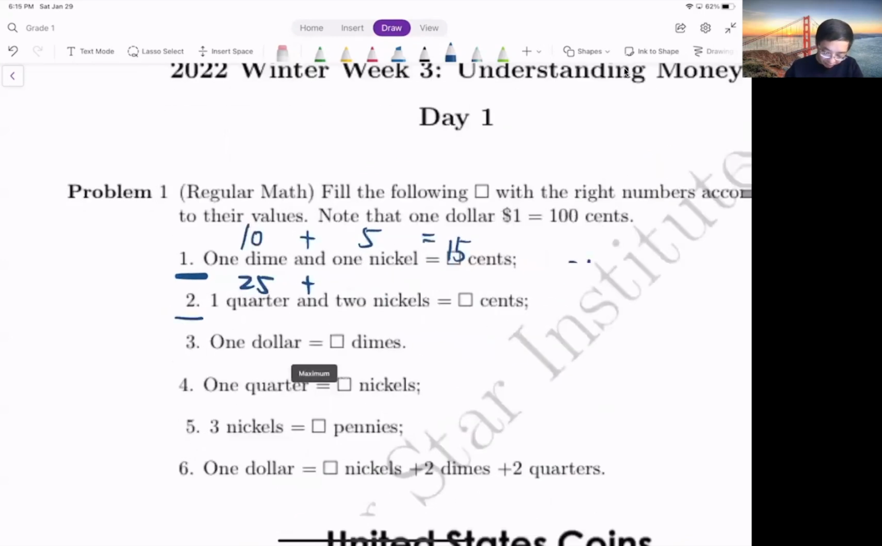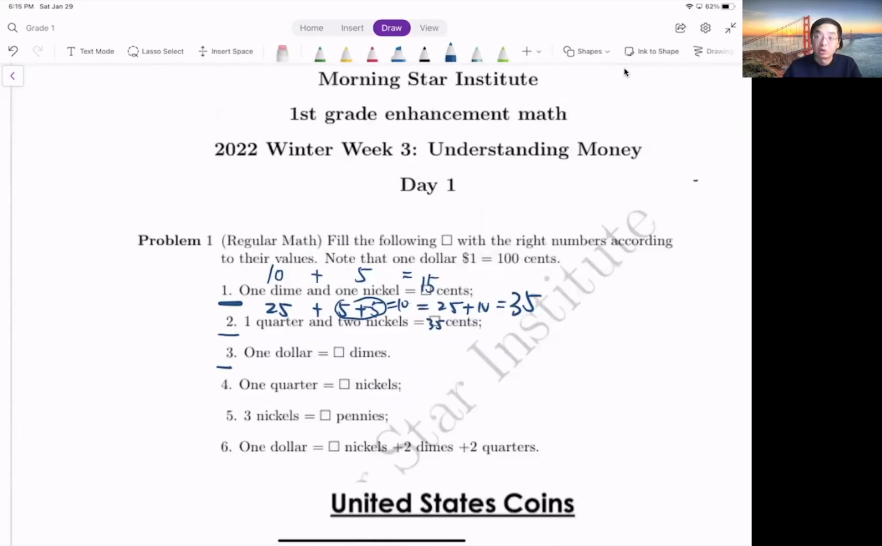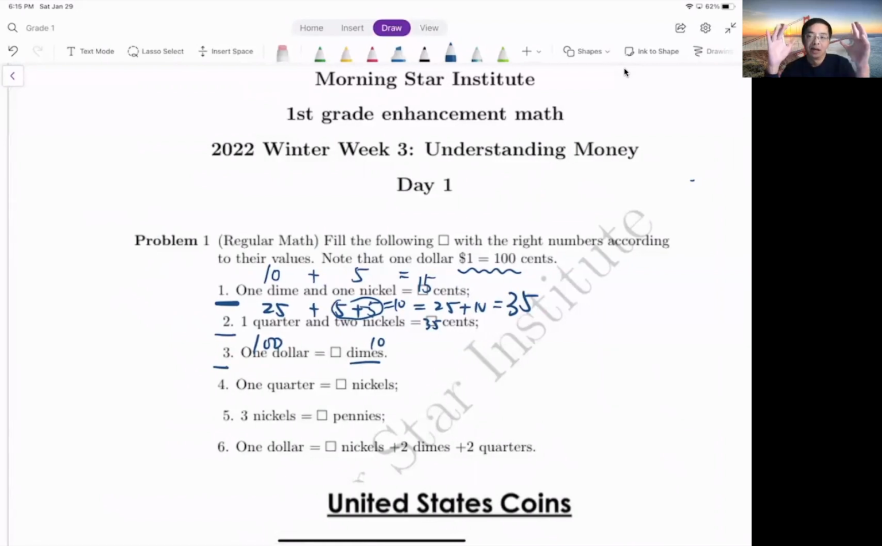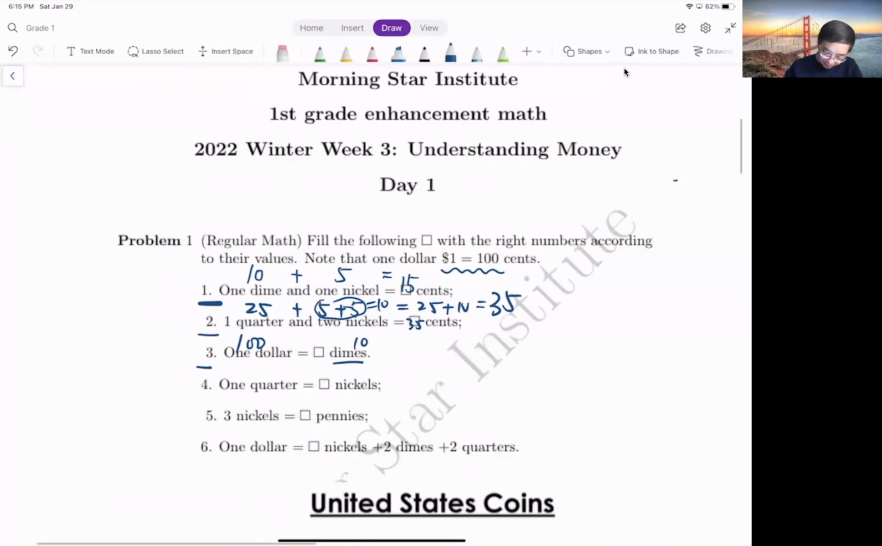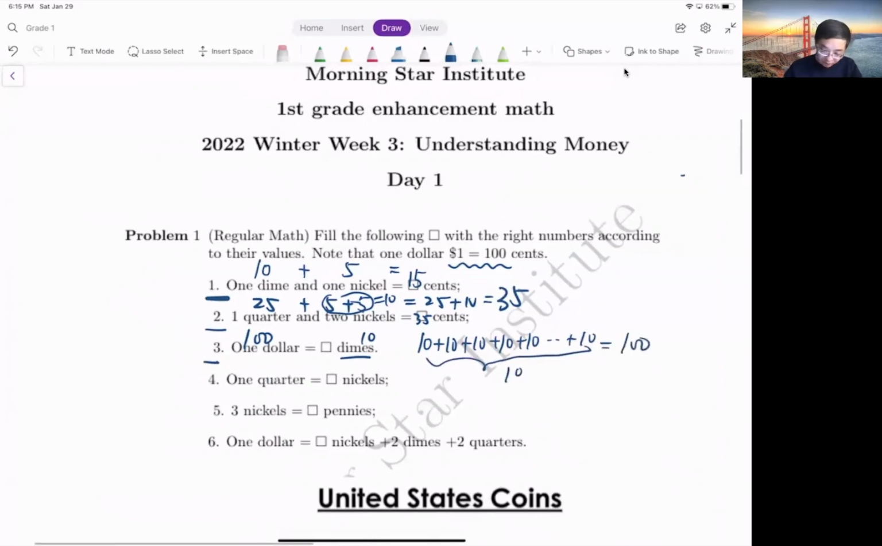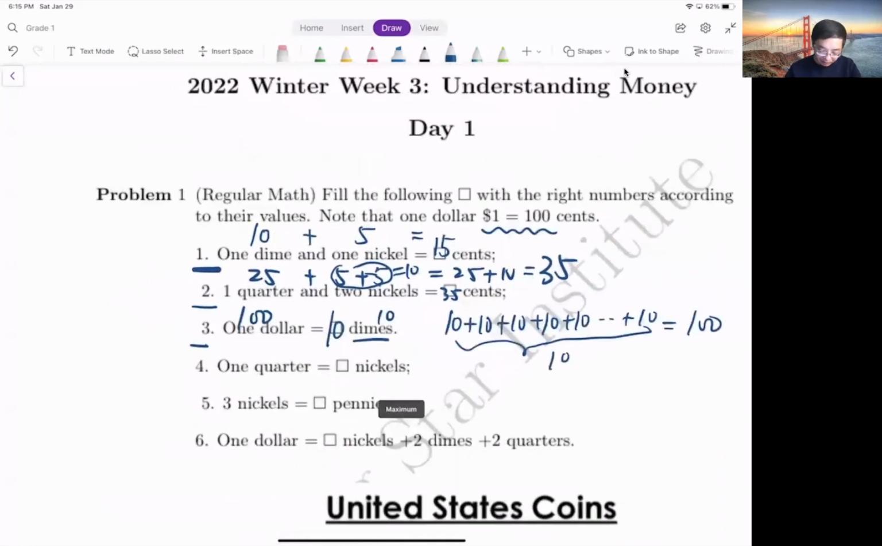Now let's look at number 3. Number 3 says $1 equals to how many dimes? And $1, it's 100 cents. Okay, so this is 100, and dimes we know it's 10 cents each. So this is just asking if I have 100, I can break up into how many tens, right? Okay, so we know it's 10 plus 10 plus 10 plus 10 plus 10, all the way to, if I add 10 up, then I'll get 100. So the answer here is $1 equals to 10 dimes.